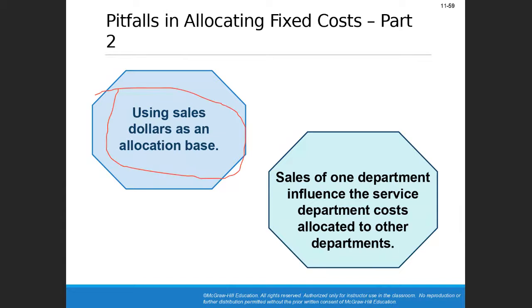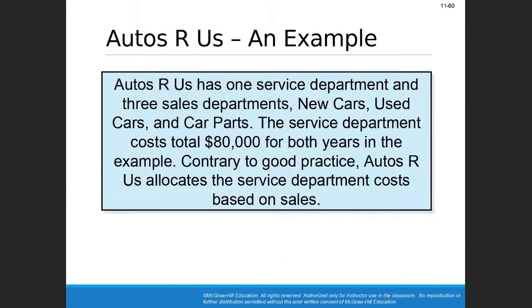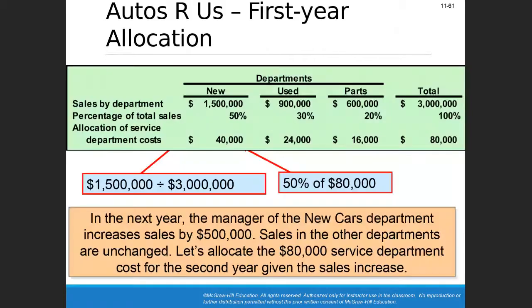So what's a big pitfall? Using sales dollars as an allocation base. Sales of one department influences the service department costs allocated to other departments. So let's look at this. Here's an auto sales place. They have new cars, used cars, and parts. Service department costs $80,000, right? So they decide to use sales as the driver. Well, let's think about this for a minute. We're talking about service department. So I'm guessing they're talking about service to cars on the lot, maybe.